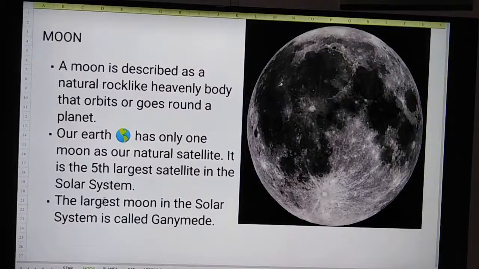The moon. So we look at the moon here. The moon is described as a natural rock-like heavenly body that orbits or goes round a planet. Our Earth has only one moon as our natural satellite. It is the fifth largest satellite in the solar system. The largest moon in the solar system is called Ganymede. So that is the largest moon. Take note of that.